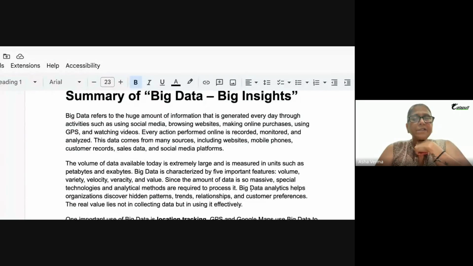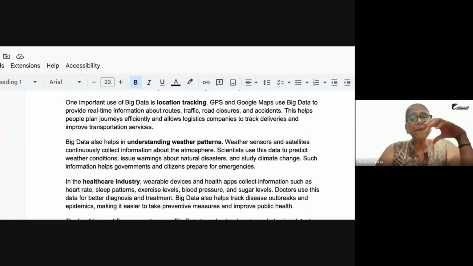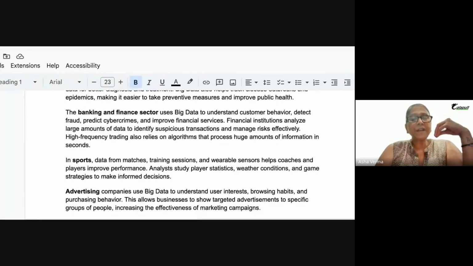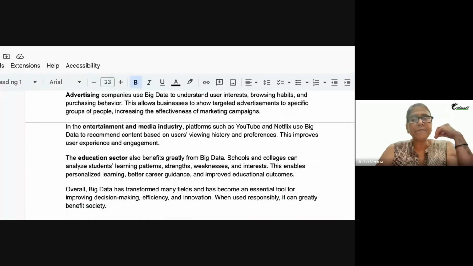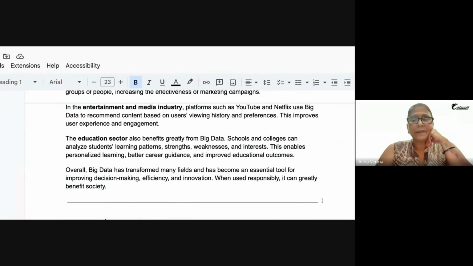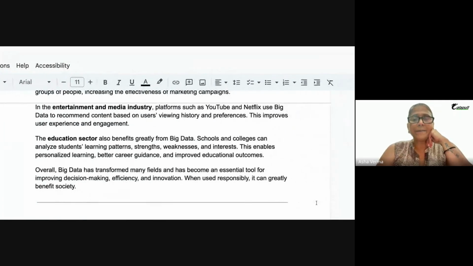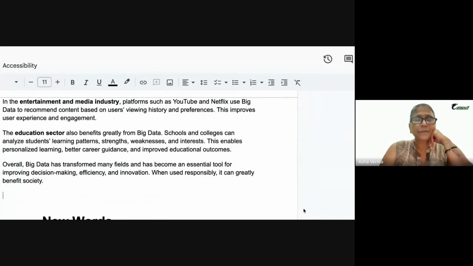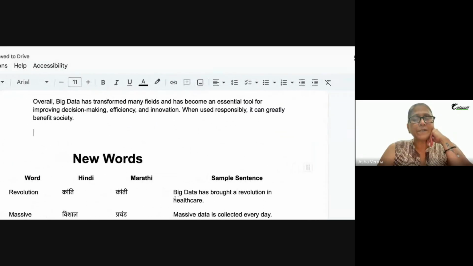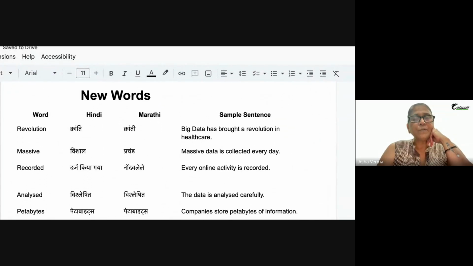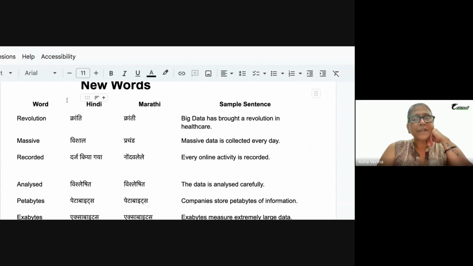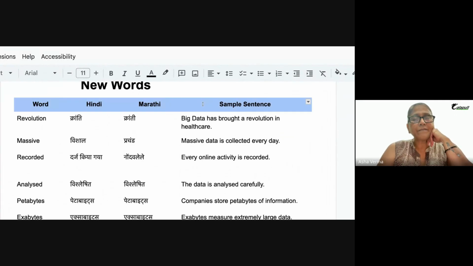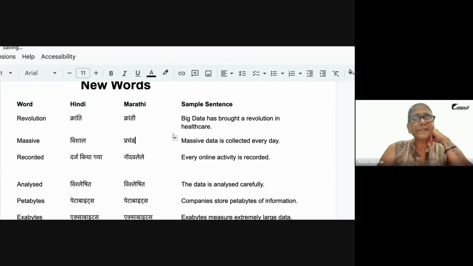We've just studied this chapter. This will give you a summary of the chapter. The important things in the chapter, followed by all the new words. The new words in this chapter, their meaning in Hindi, Marathi, and an example sentence.